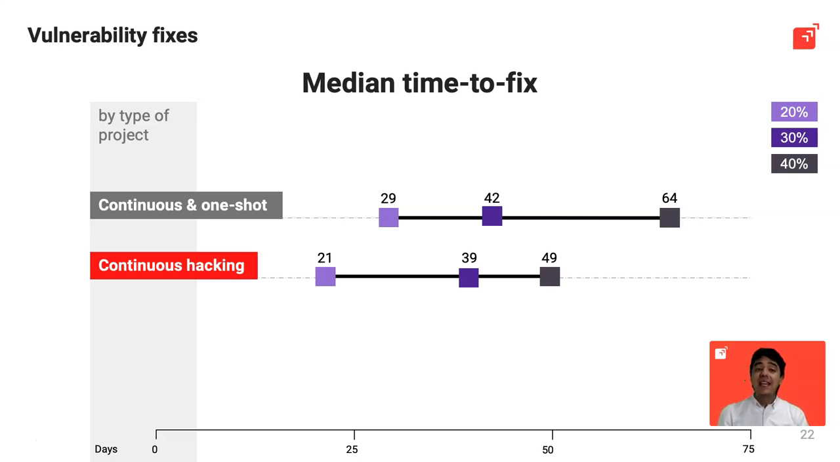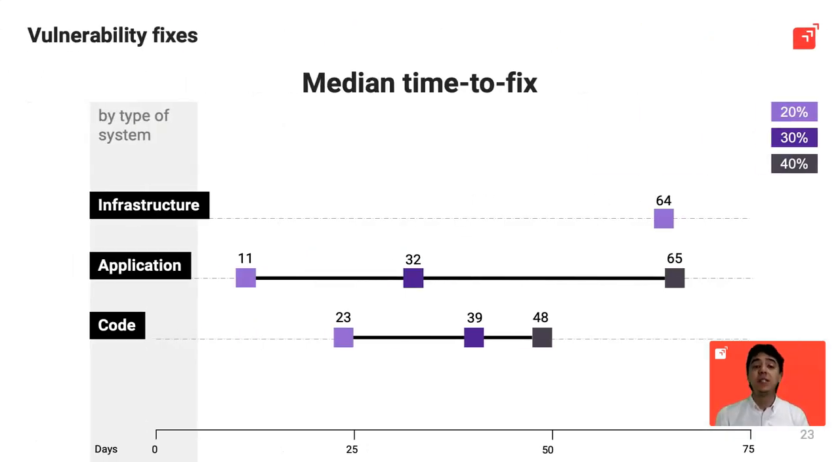Now, let's see how vulnerabilities coming from continuous hacking projects require more or less time to fix by analyzing the type of system. Organizations take longer to fix flaws from code, up to 20%, compared to vulnerabilities from deployed applications. However, reaching 40% shows a reversal of this behavior. Finally, a compelling statistic appears. Organizations seem to pay less attention to infrastructure vulnerabilities as they reach only 20% of fixes after 64 days.